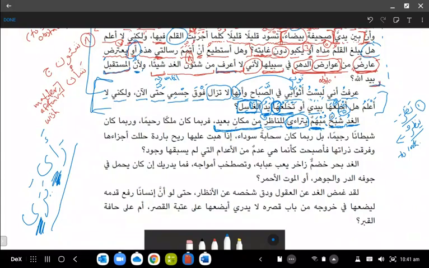And then he says, فَرُبَّمَا رُبَّمَا. Memorize this. This is always used and the spelling never changes. رُبَّ رُبَّمَا. Rubbama means maybe. Okay? فَرُبَّمَا. So maybe, كَانَ مَلَكًا رَحِيمًا.